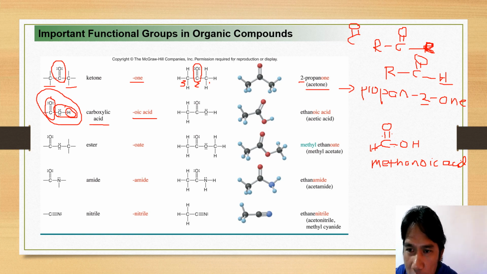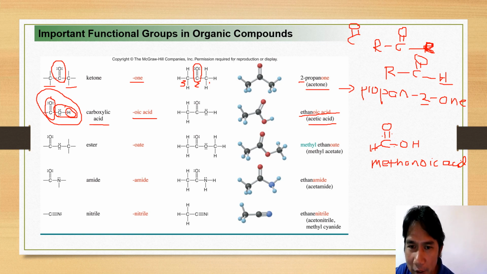So in the example here, there are 2 carbon atoms. So we know that 2 carbon atoms has a root of ethane, then plus oic acid. That's why ethanoic acid, or commonly known as acetic acid. Acetic acid is an acid present in your household vinegar.